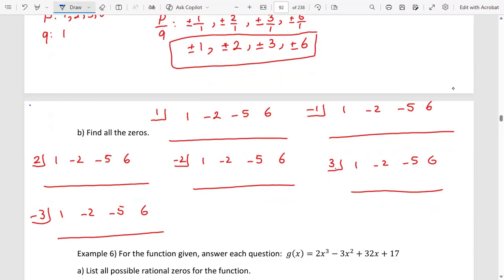Okay, for 1, I will bring down the first term. 1 times 1 is 1, -1, -1 times 1, -5 minus 1 is -6, -6 times 1 is -6. Oh, I got the first zero. So 1 is one of the zeros. So let me just put them in the box. Let's do another one. Divide by -1.